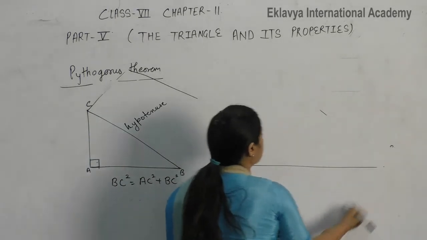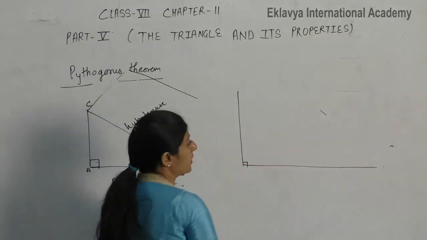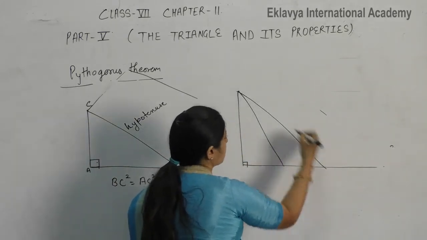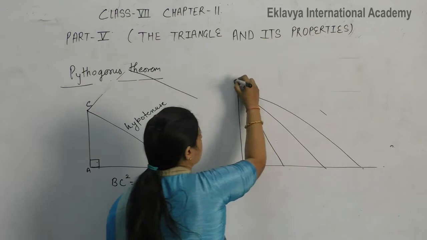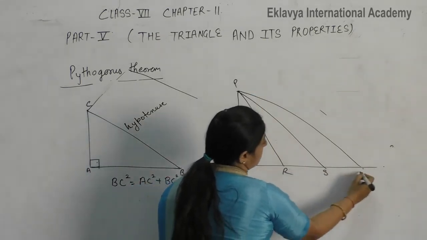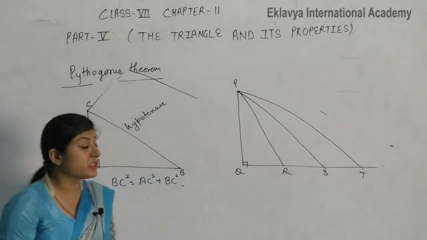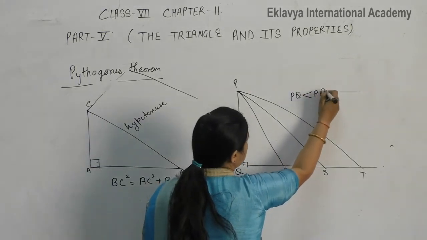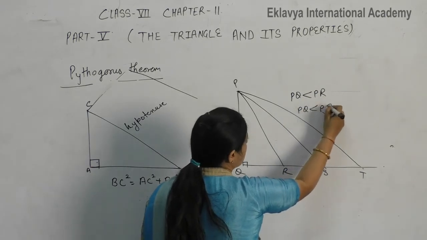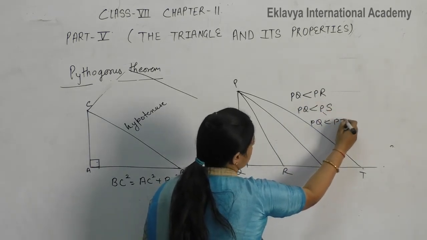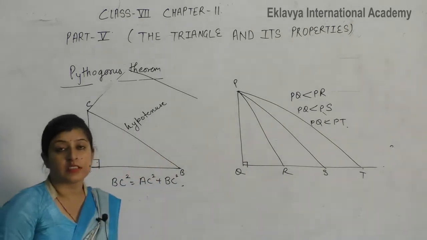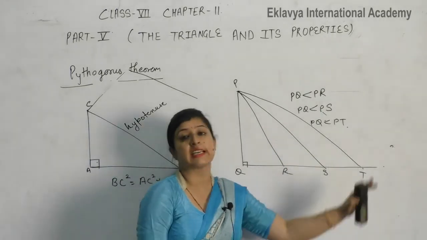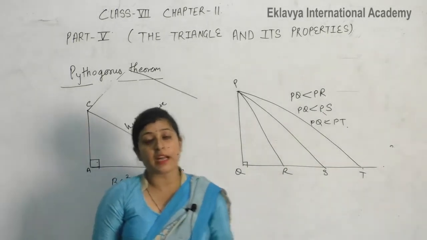Suppose on a line, if you have one perpendicular and another sides like this, then you find out that this perpendicular length is always less than the other sides. This perpendicular length is the smallest of all these sides. So this is the concept of Pythagoras theorem.